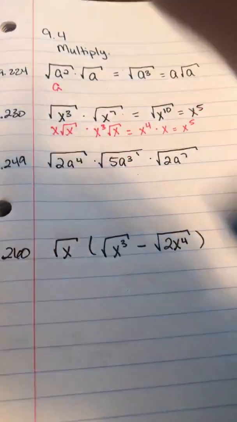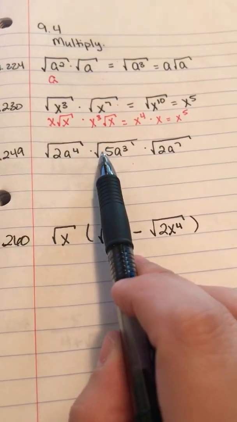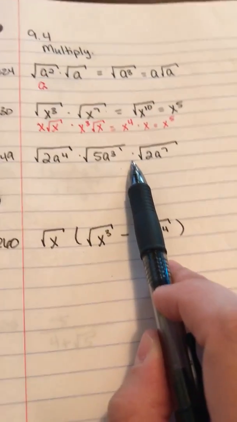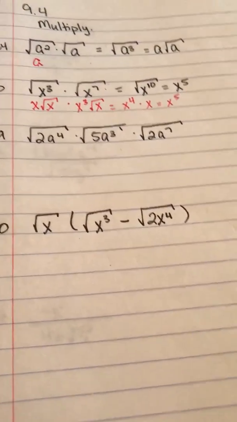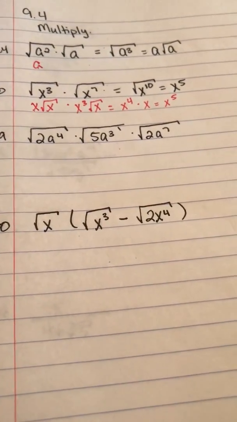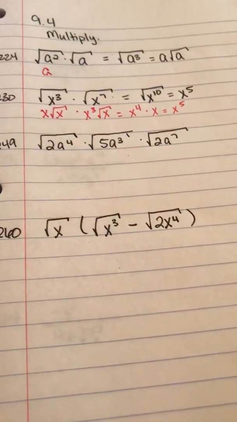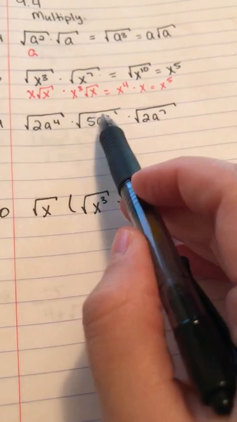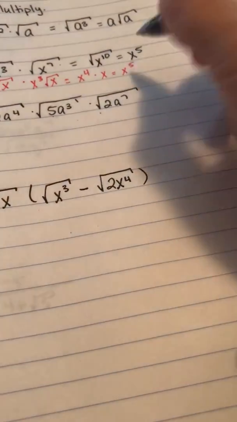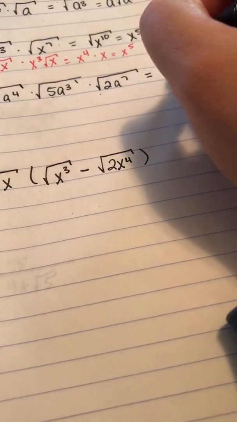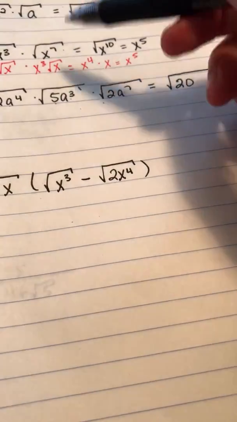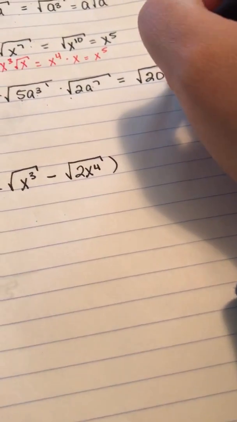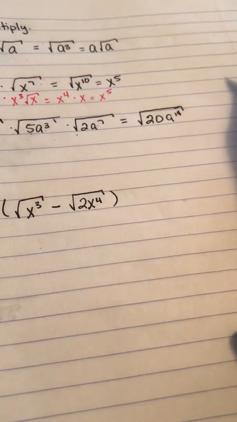For the next one, we have the square root of 2a to the 4th times the square root of 5a to the 3rd times the square root of 2a to the 7th. Again, for these, I would probably multiply first because it might actually simplify faster than simplifying and then multiplying. So you multiply all of them together. 2 times 5 is 10 times 2 is 20. So we're going to have the square root of 20, a to the 4th times a cubed times a to the 7th. You just add all the exponents. So 4 plus 3 is 7 plus 7 is 14. So square root of 20, a to the 14th.